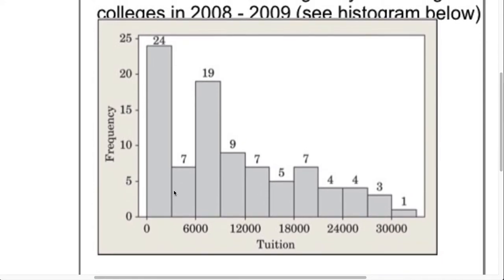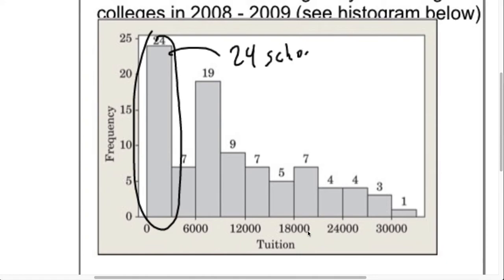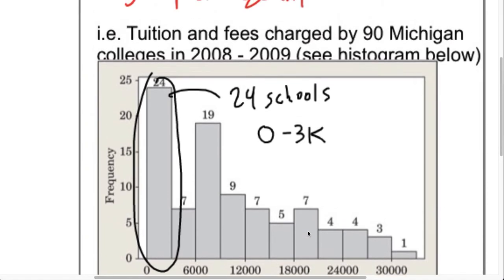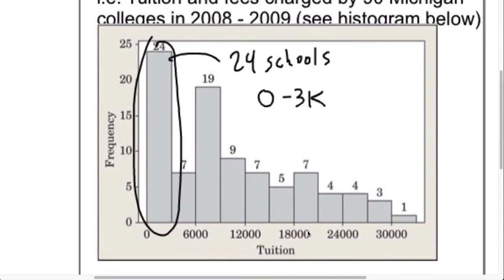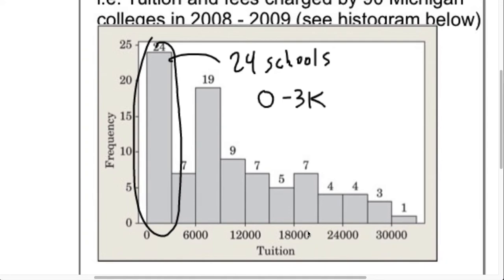The way to read these bars, let's look at the scale. It looks like they're counting by 3,000s, but they've only labeled every 6,000. So when I read this first bar, there are 24 schools that charge from 0 to 3,000 in tuition, colleges in 2008, I'm guessing per year. That's what that bar means. It represents a range of values. The next bar is 3,000 to 6,000, so there were 7 schools. Then the next bar, 6 to 9, was 19, 9 to 12 was 9, and so on. And that follows that pattern.